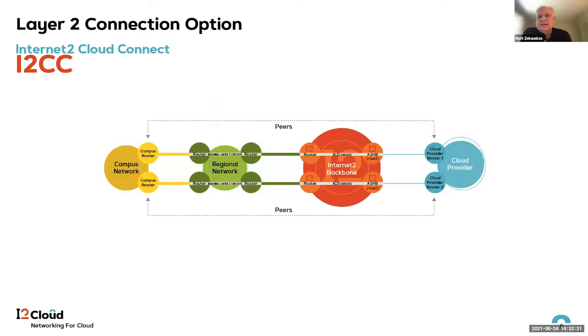So let's see, not seeing any other questions right now. Layer 2 connections. For all these cloud providers, you're actually doing a BGP peering with them. And here it shows between campus and the cloud. This shows 2 in parallel. And that's what you get with Azure. And it's what you can do with AWS or Google.